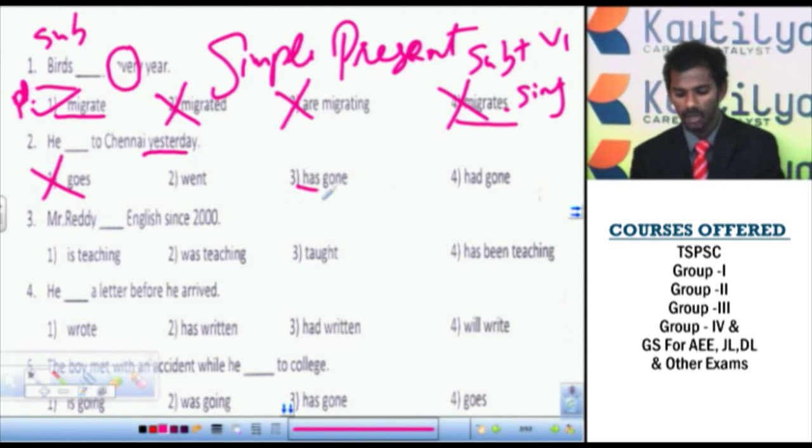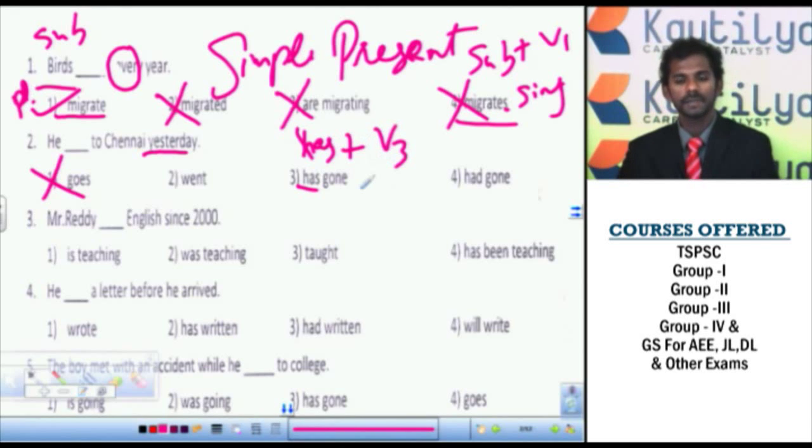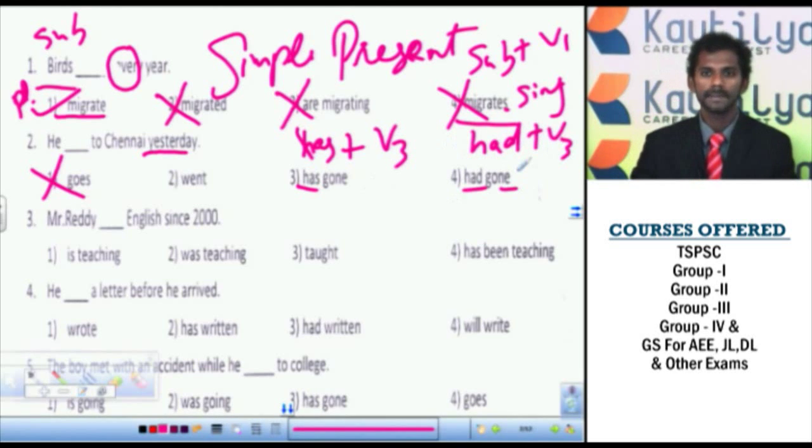Now, "has gone" is which category? "Has" plus "gone": is it V1 or V2 or V3? It is go, went, gone. So it is has plus V3. Has plus V3 is a rule of which category? Present perfect. Leave it there. Come to 4. "Had gone." "Had gone" is had plus V3. Had plus V3 is the rule of which category? Past perfect.